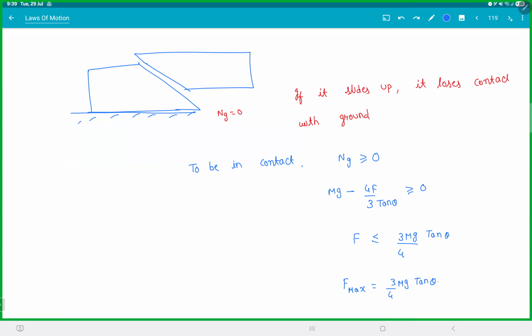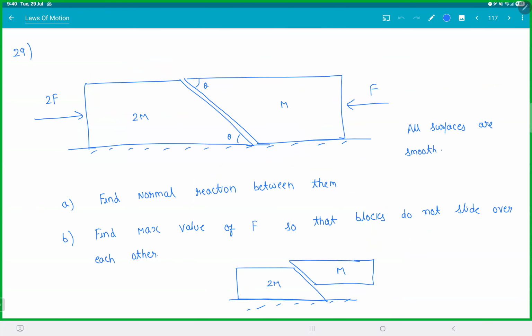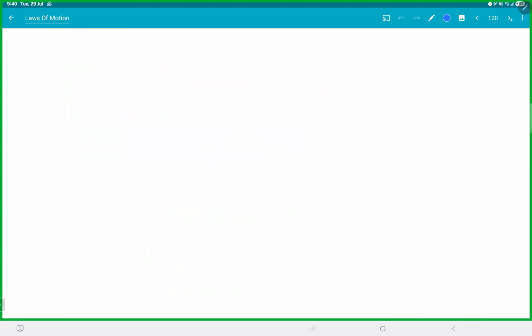Let's see one more. This is a good one. Again, finding these tensions and all, like I said, there are a few chapters later on where you will see, if you know how to find tension, half the chapter gets over. So this problem is something of that sort. Let's say instead of blocks, we have a rod here, or you can say a rope.